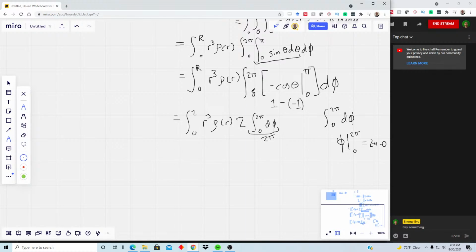Okay. And so the azimuthal component, or the spherical part, if you don't have any dependencies on phi or theta, usually you get a 4 pi out. The 2 from the theta component, 2 pi from the phi component. And so we'll just pull all this out.